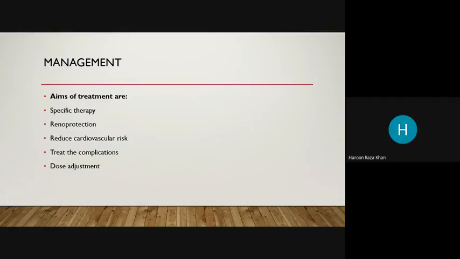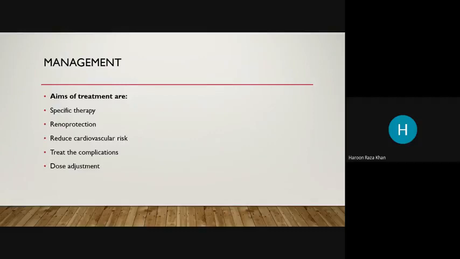Kidney pathology, like I've told you, is a progressive issue. So slowing its deterioration is necessary. Usually, it comes under the term of renal protection. As cardiovascular diseases are an important issue, reducing the cardiovascular risk is important. Finally, if there is any complication, for example, anemia, we should treat it. Dose adjustment of prescribed drugs is based on the condition and is managed by the attending physician.